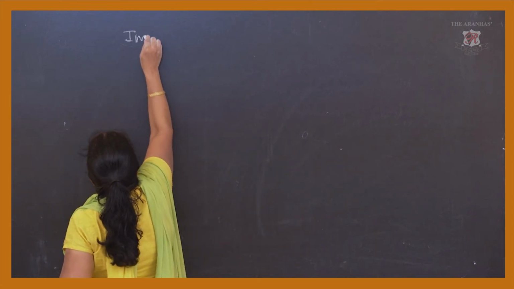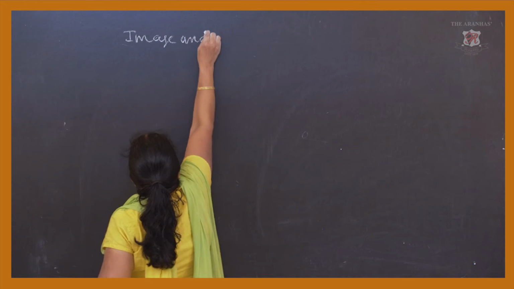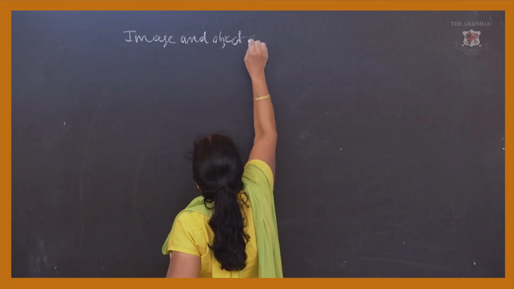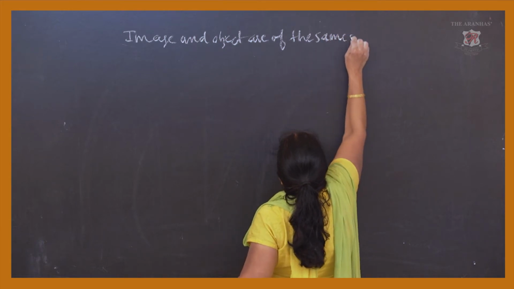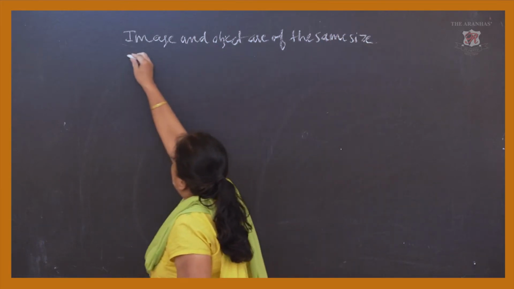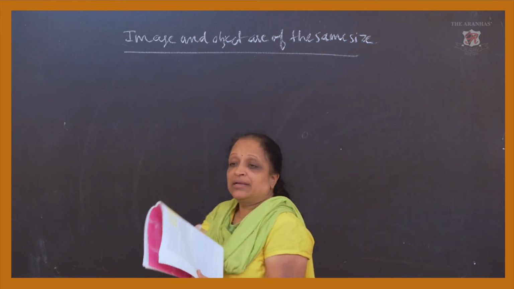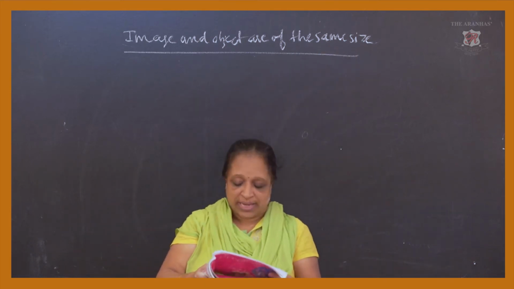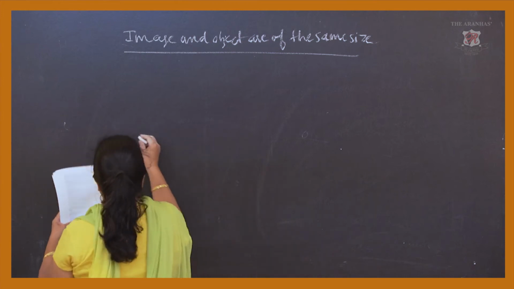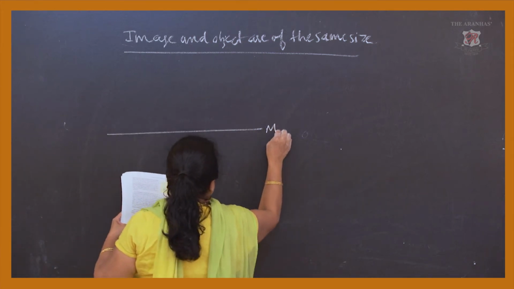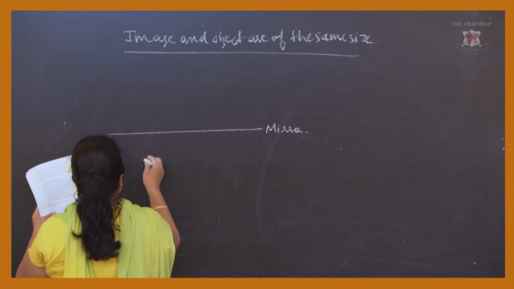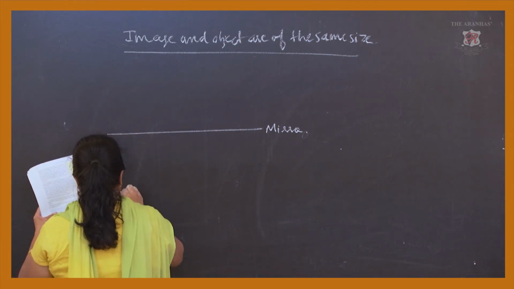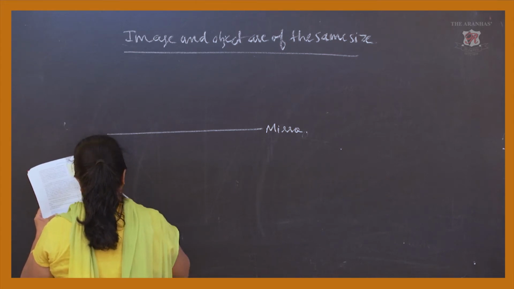Second case is image and object are of the same size, and we have to check when this condition arises. I will just draw a diagram for you again. This is a mirror, and you have one pin kept over here. Let us call it a head pin.